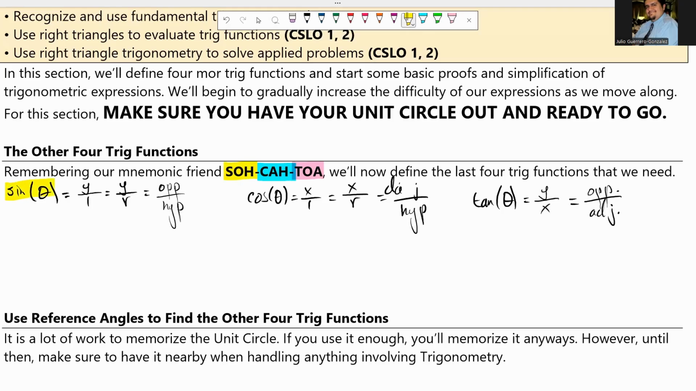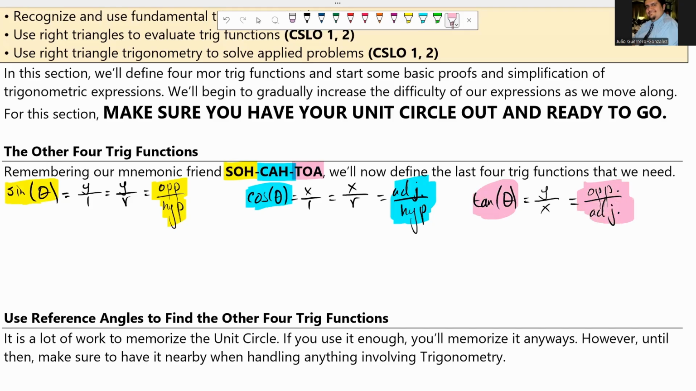So this is where the SOHCAHTOA comes from. Sine is opposite over hypotenuse. Cosine is adjacent over hypotenuse. You need to remember that one. And then TOA, the last bit, is tangent equals opposite over adjacent.